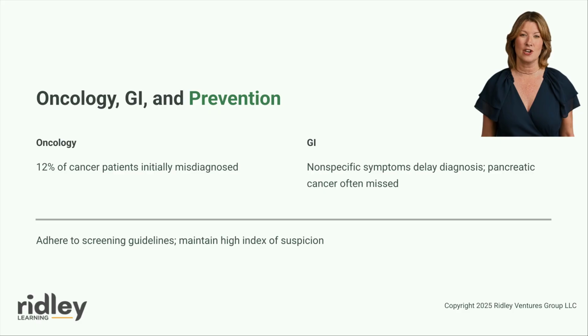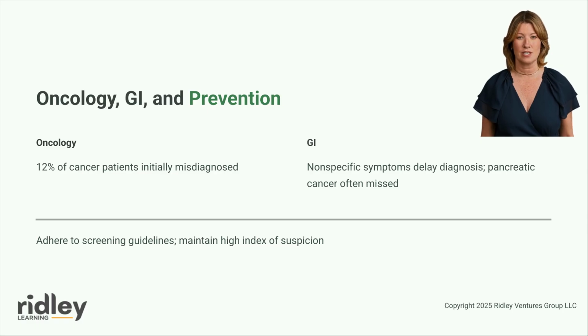Prevention requires adherence to screening guidelines, diligent follow-up on all tests, and maintaining a high index of suspicion for cancer even in ambiguous cases. Regarding gastroenterology-related conditions, many gastrointestinal conditions present with nonspecific complaints like abdominal pain, nausea, or changes in bowel habits, which can complicate and delay diagnosis.